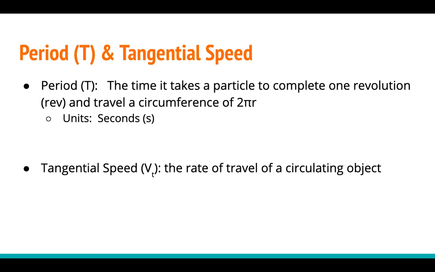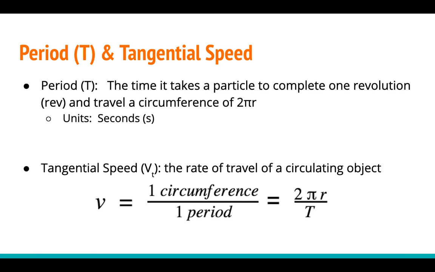The tangential velocity, or tangential speed, we use the variable v sub t to represent. It's the rate at which an object circles around a particular path. And as we derived earlier, it's the distance over the time, aka the circumference over the period. So to find the tangential velocity, you take 2 times pi times the radius, and you divide by the period.